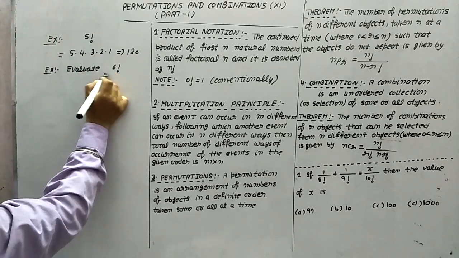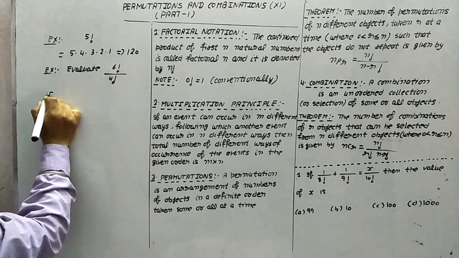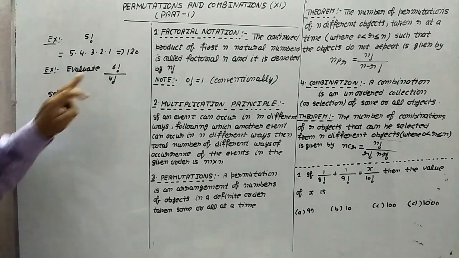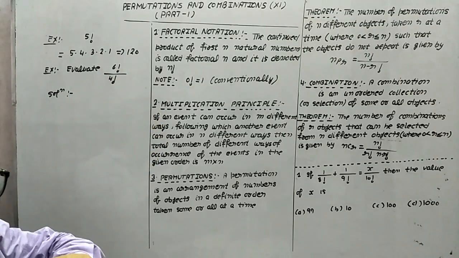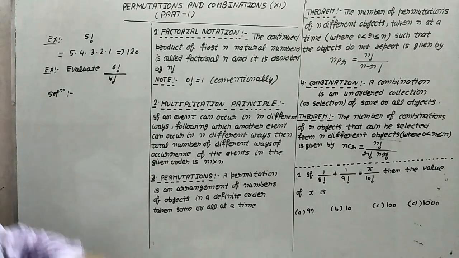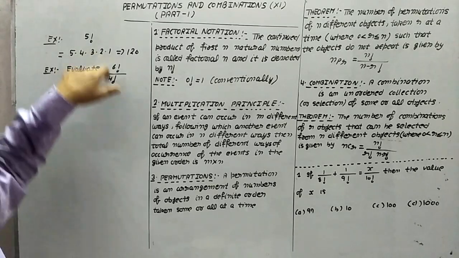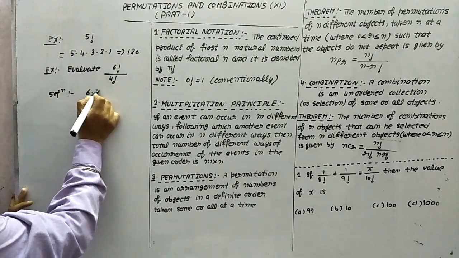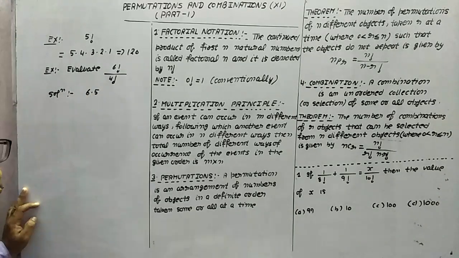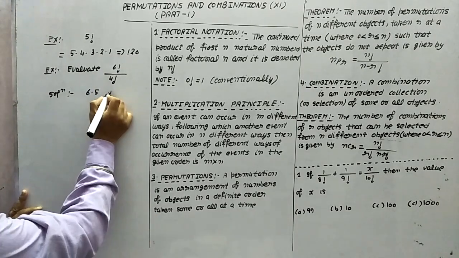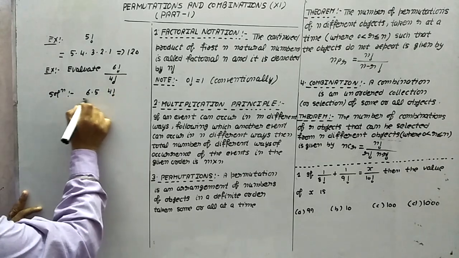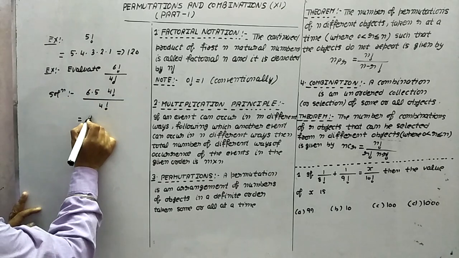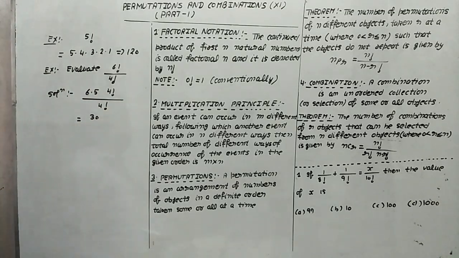Another example: evaluate factorial 6 upon factorial 4. How will we do the solution? Now look at this. Factorial 6 means 6 into 5 into 4 into 3 into 2 into 1, but in the denominator we have factorial 4. So 6 into 5 as it is we will write, and 4 3 2 1, because of the continued product, we will write as factorial 4, and this is also factorial 4. So 6 fives are 30 is the answer.